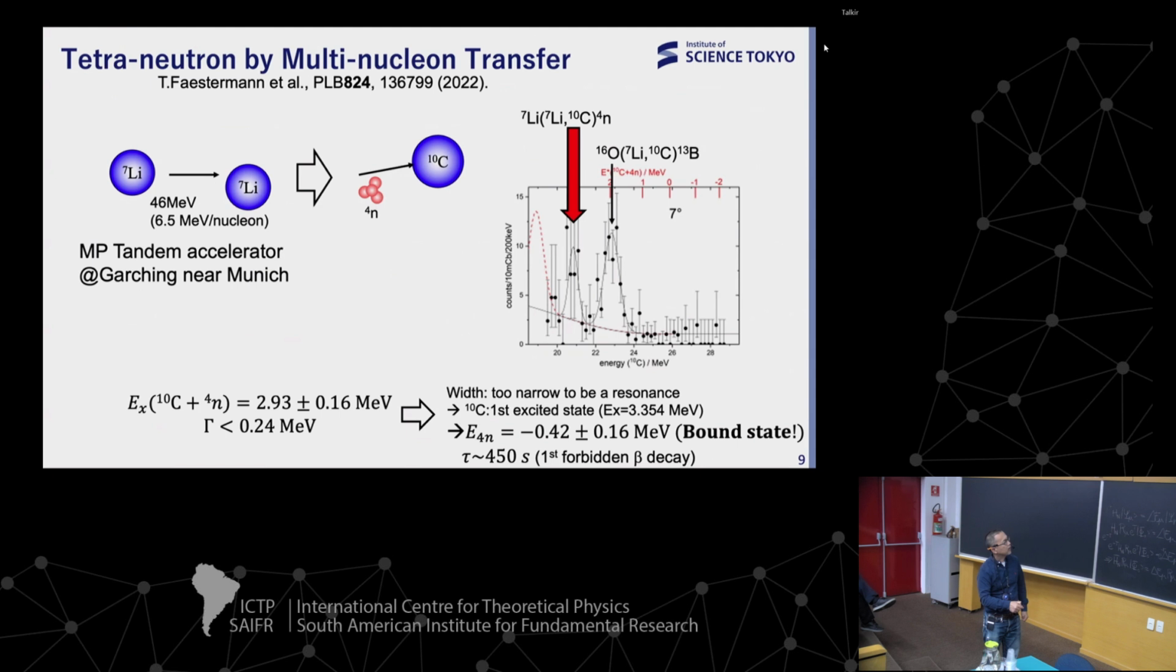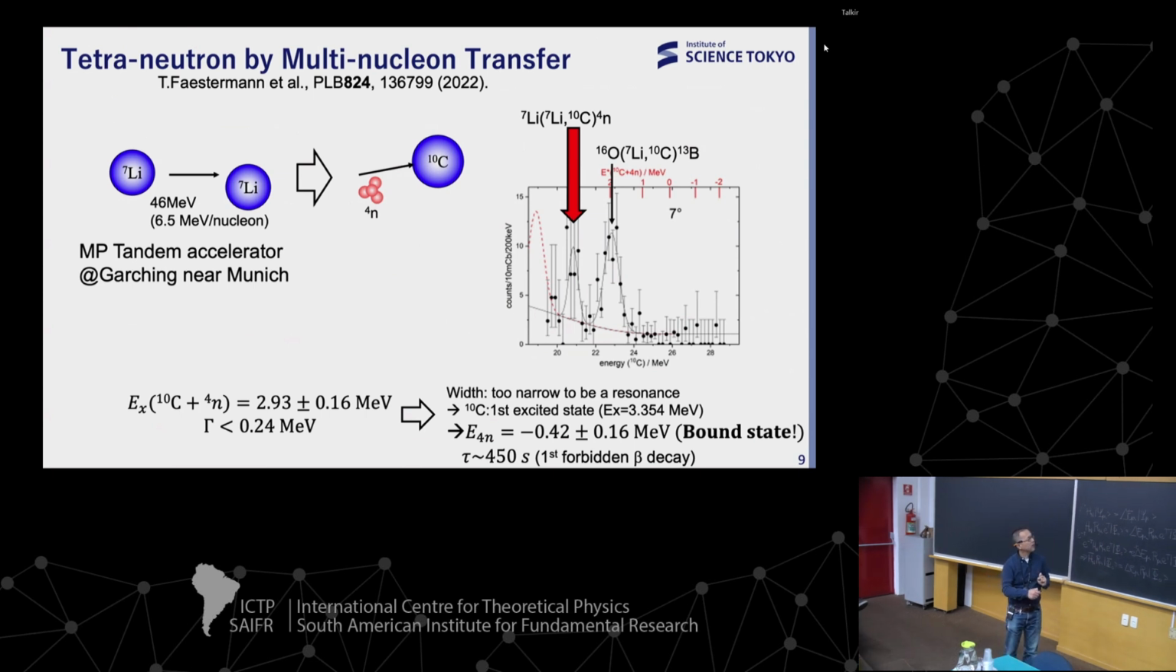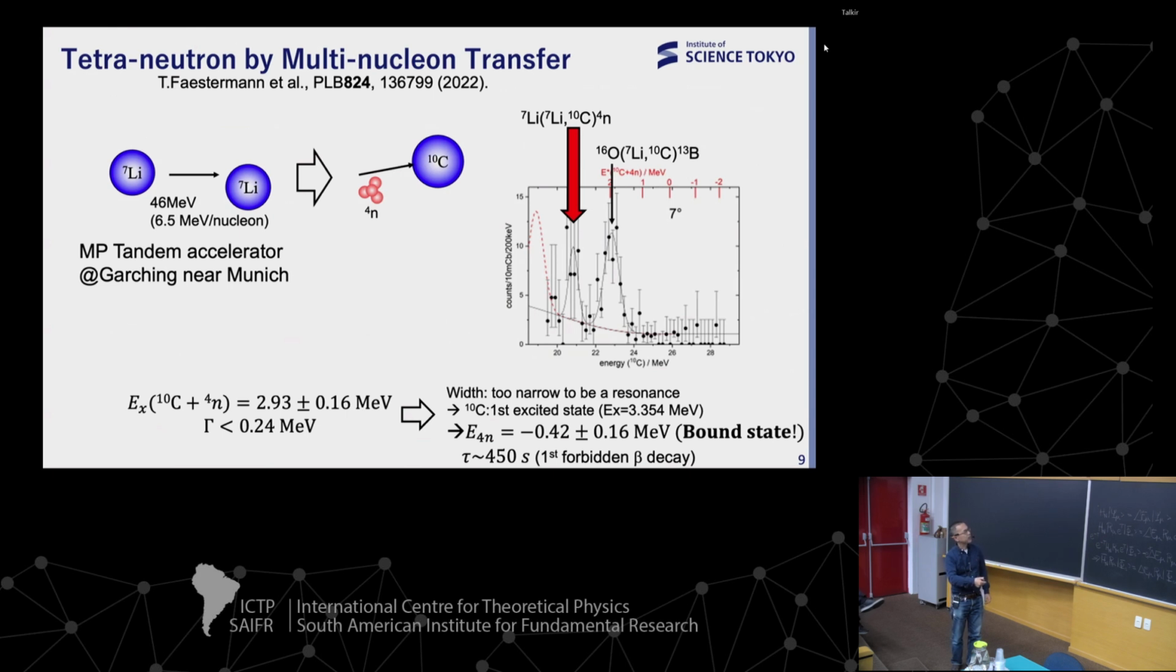And if that's the case, the lifetime becomes something like 450 seconds, because this tetraneutron can decay only by beta decay, and this can happen only by a first forbidden transition, so the lifetime becomes like this. So if this is the case, maybe we have lots of tetraneutrons floating in the universe. If some explosion occurs, maybe 4 neutrons are there for at least some minutes, a couple of minutes, 8 minutes or something. Okay, so this is another experiment.